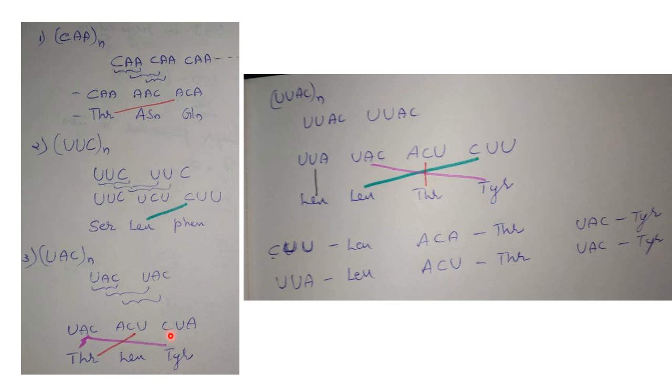tyrosine. But here the leucine is coded by CUA, and it is UUA here. So as per the option, UUA is leucine. So leucine will be coded by UUA and ACU will be coded by threonine. And UAC is already tyrosine. So options CUU leucine, ACA tyrosine and UAC tyrosine are correct, as well as option UUA leucine, ACU threonine and UAC tyrosine.